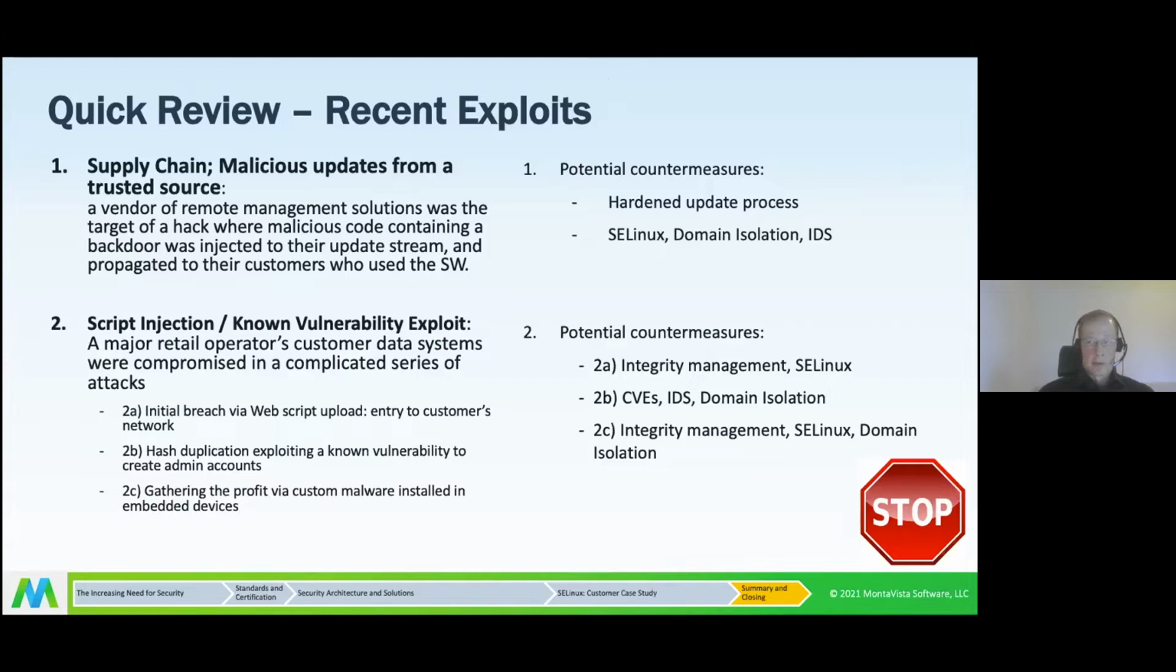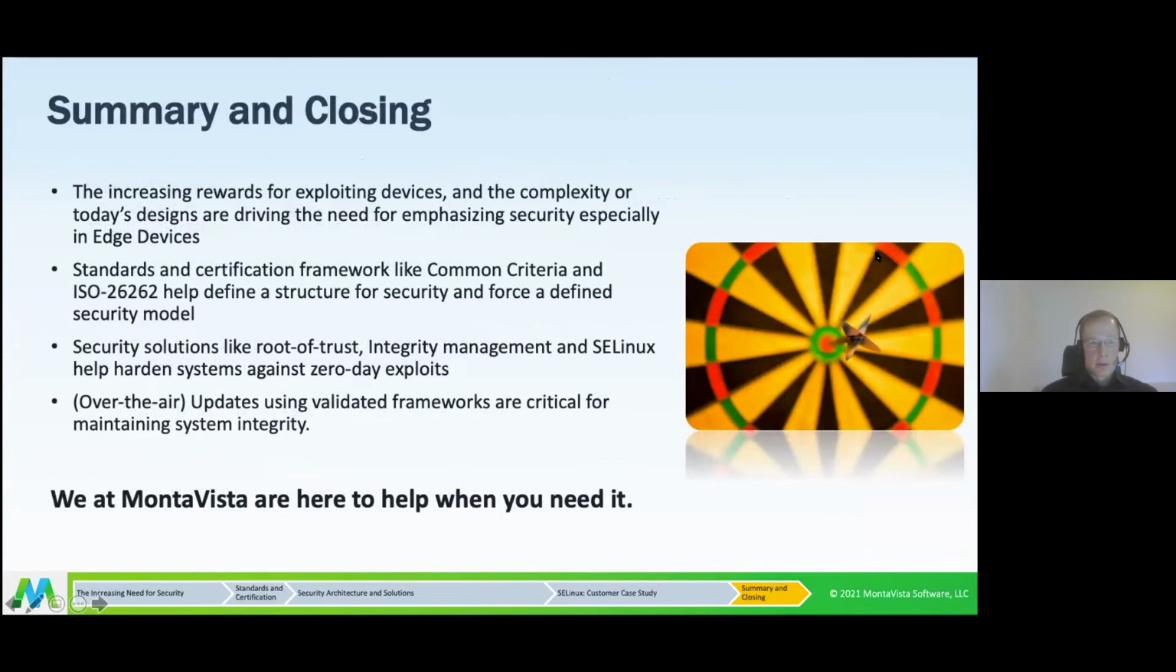With that, let's go to the closing slide. I think we're a little bit short on time also.